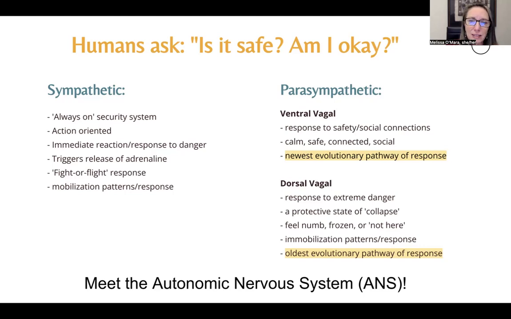The parasympathetic system consists of the ventral vagal function, which is the newest evolutionary pathway of response. And it has evolved to enable us to respond more empathetically and calmly and in a way that's connected during times of safety and when we're feeling socially connected and safe.